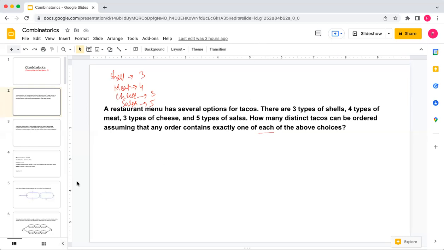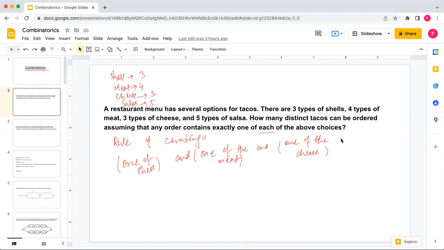So how can we solve this? Using the rule of counting. What is the first one? First thing, one of the shell, and one of the type of meat, and one of the type of cheese, and one of the type of salsa.